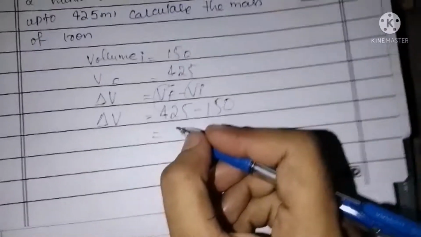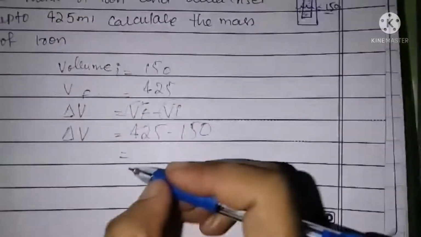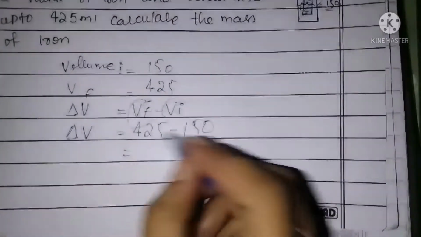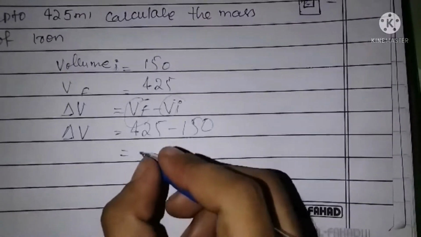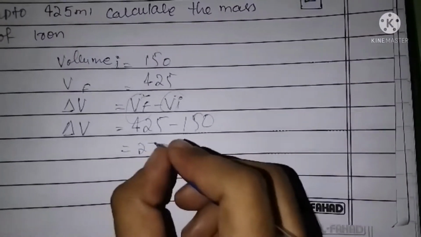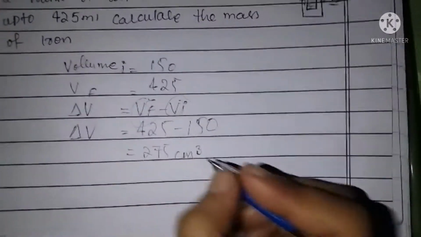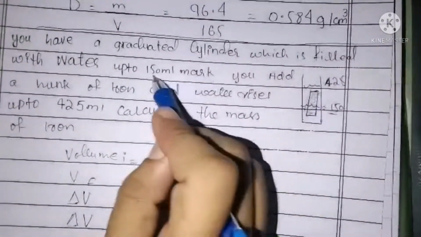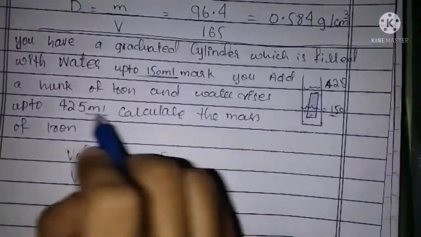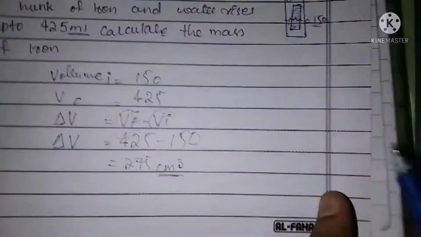So it is 425 minus, that's shameful, but I have to use a calculator to calculate just this simple subtraction. So the answer is 275 centimeter cube. Now you might be confused by this as ml, but we are writing here as centimeter cube.